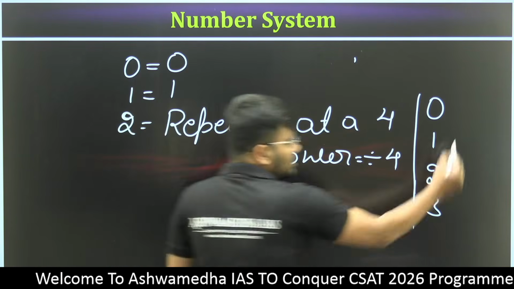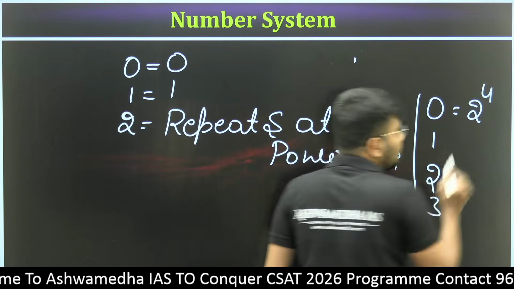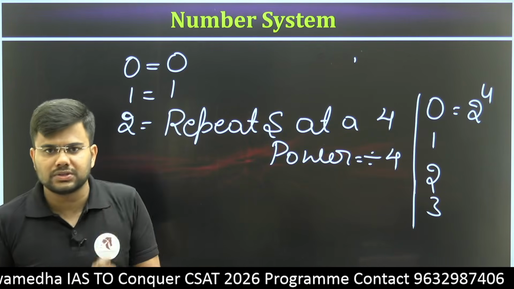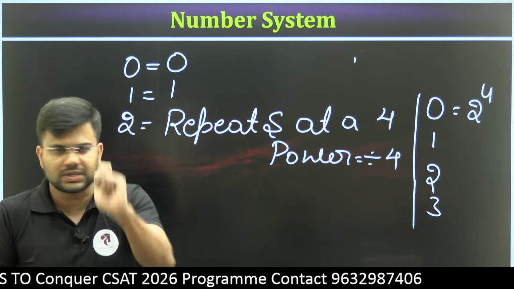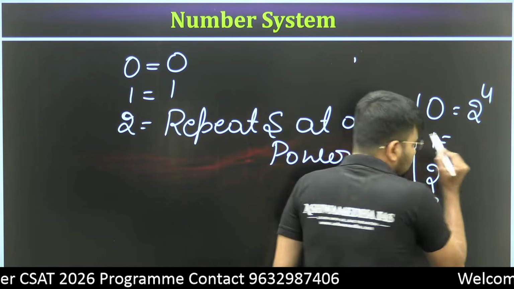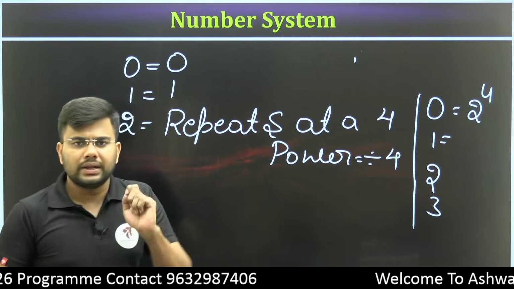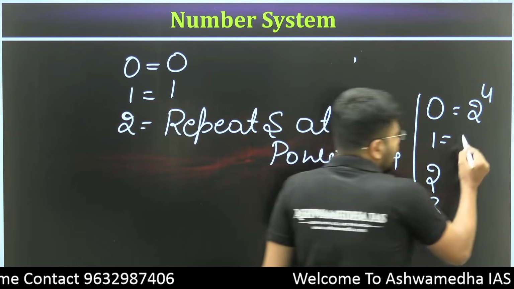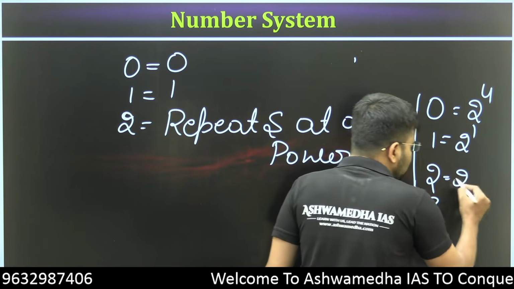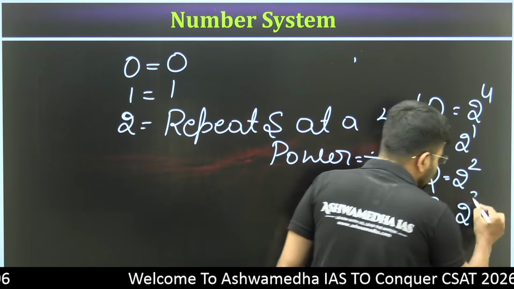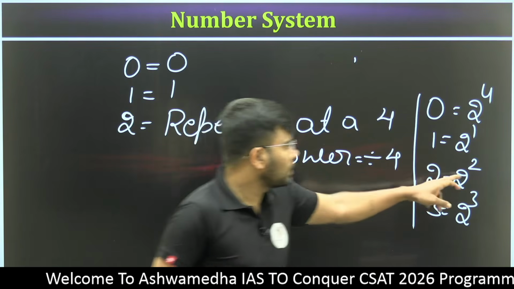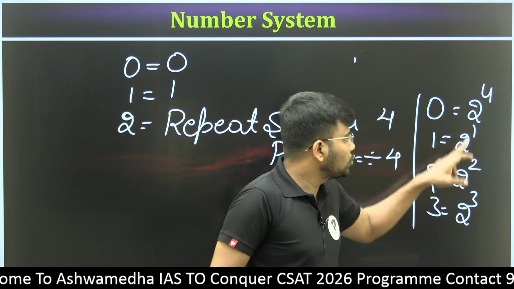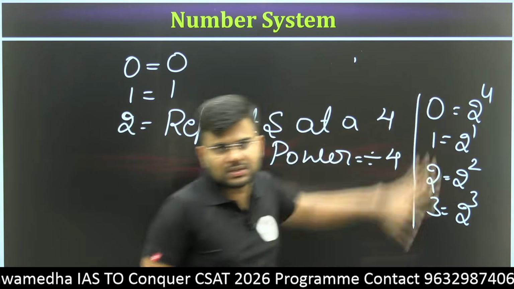If you get 0 as the remainder, that unit digit would be similar to that of 2 power 4. 2 power 4 is equal to 16, so that unit digit would be 6. If you divide the power by 4 and get a remainder of 1, that unit digit would be the same as that of 2 power 1. If it is 2, that is 2 power 2. If it is 3, that is 2 power 3. 2 power 3 is 8, 2 power 2 is 4, 2 power 1 is 2, and 2 power 4 is 16, so 6 is the unit digit.